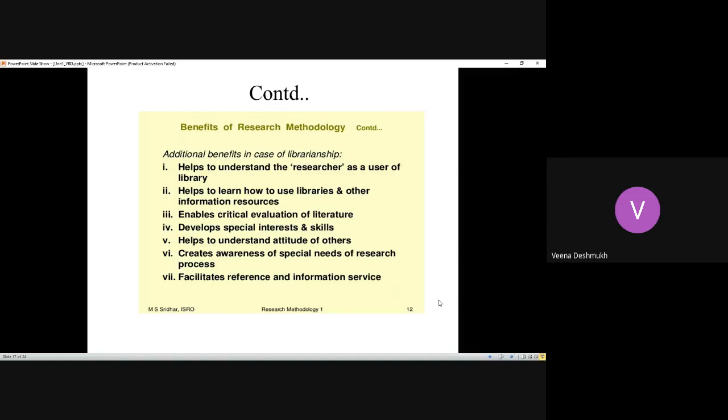It helps to learn how to use libraries and other information resources, and enables critical evaluation of literature. And the literature survey in those days was a big task. Now, you just put in the keywords and you get a good number of research papers. Next, it develops special interests and skills. Naturally, when you study, you have started with some topic A, but at the end of your research survey, you will have accumulated so much knowledge that sometimes you may find some other topic more interesting and closer to your heart.